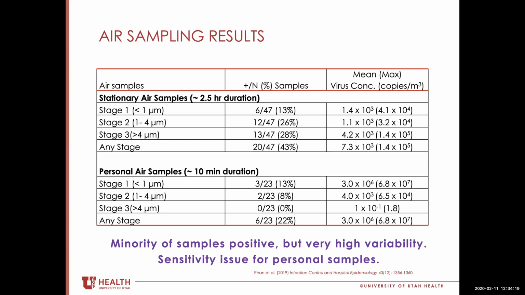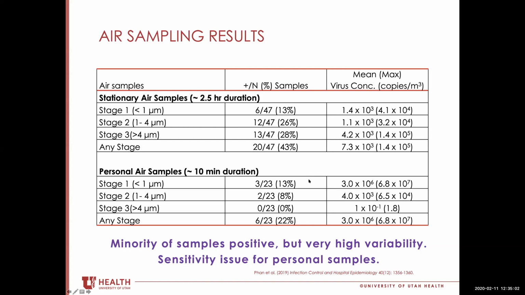Overall, the stationary samplers were positive 43% of the time. We were using the NIOSH biosampler, which, as I said, has 3 different size fractions. The pattern amongst the different size fractions was not consistent on all of the different sampling times. Every time we sampled, it wasn't that one stage was positive. It was a mix of stages in the sampling device that were positive. The other thing to note is that the mean concentrations shown here are about 10 to the 3 gene copies per cubic meter, but it went up as high as 10 to the 5th gene copies per cubic meter.